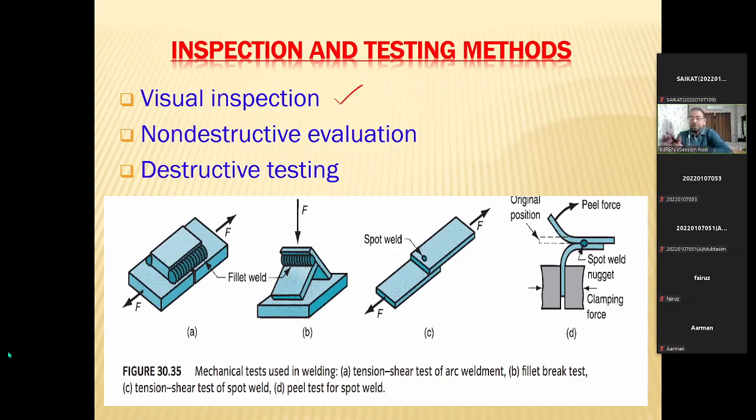After welding, the welder will inspect visually whether there is any crack or any lack of material. So all these defects will be considered. Sometimes a defect may be inside the weldment, which cannot be visually inspected. In that case, we shall use non-destructive evaluation. Non-destructive evaluation means X-ray. We shall make an X-ray and see if there is any crack inside.